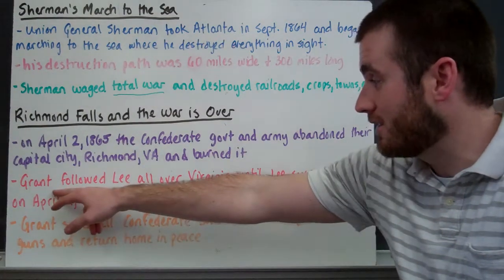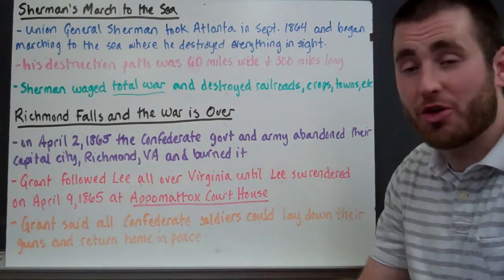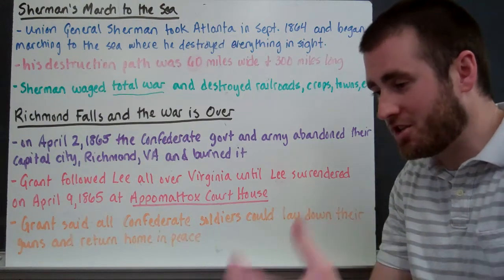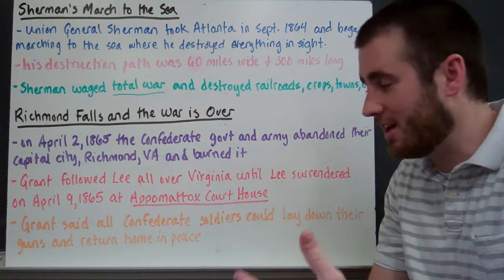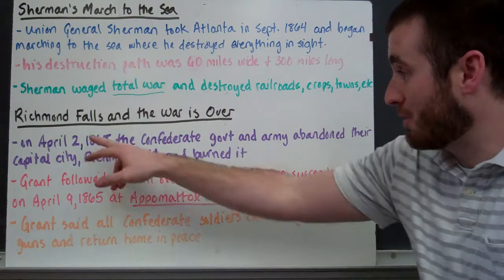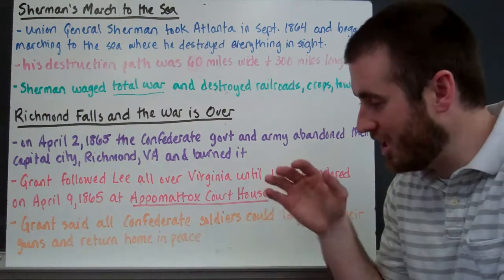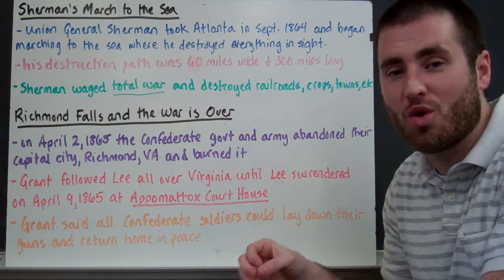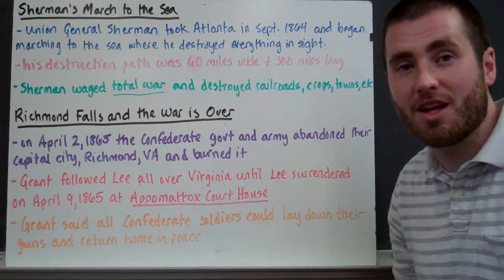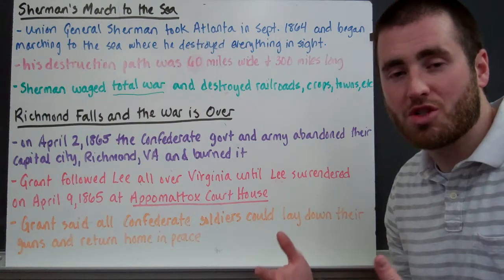Grant, as Lincoln wanted him to do, followed Lee all over Virginia. And there were a series of small battles leading up to the end of this. There's a lot of fighting from April 2nd to April 9th. Grant followed Lee all over Virginia, and Lee really wanted to keep fighting, but he knew if he fought, he ultimately would just lose all his men, and he couldn't risk losing all those men to death.